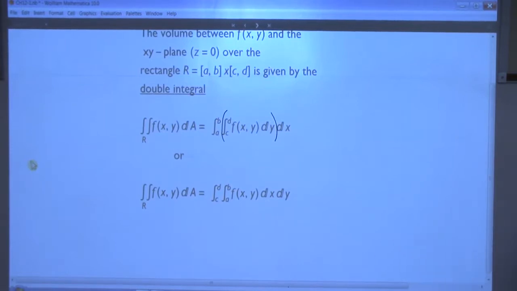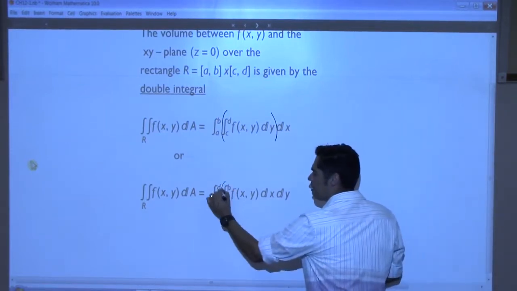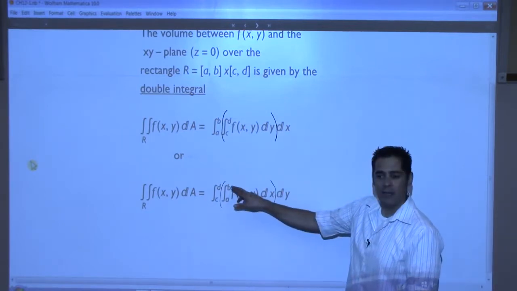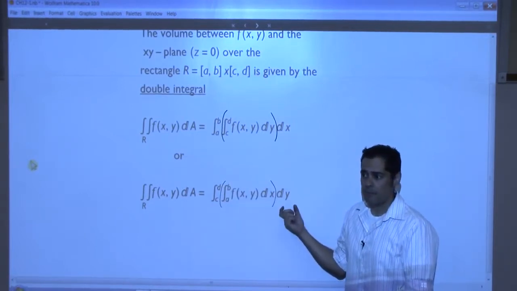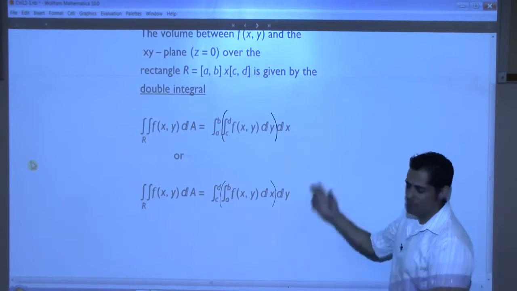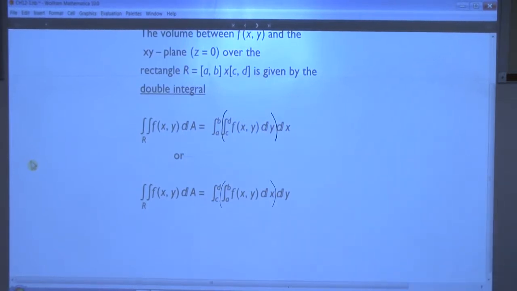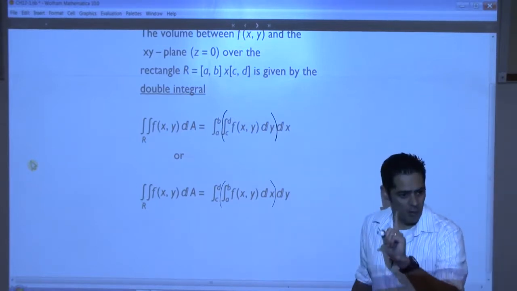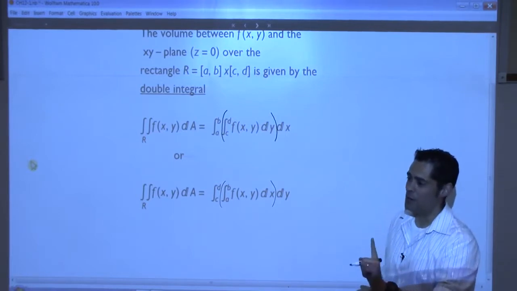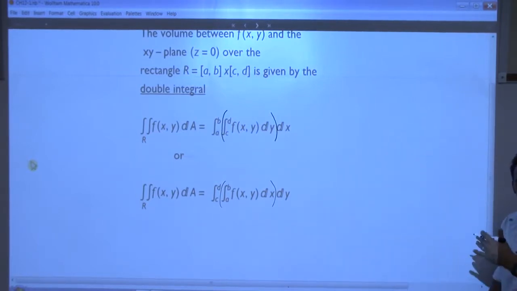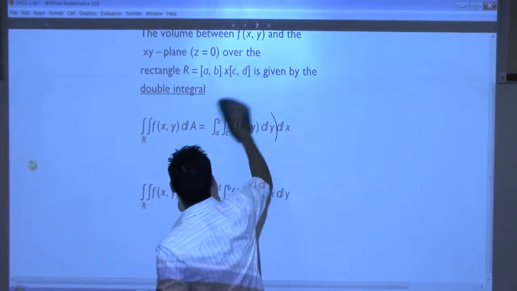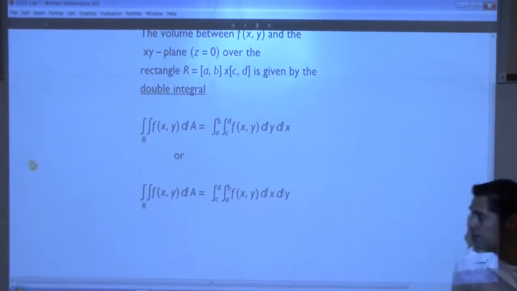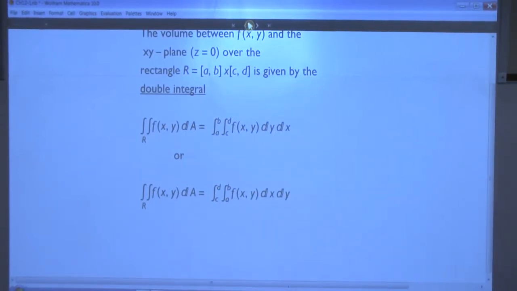I could, though, do it the other way around. I could change the order. I could go from a to b, do it with respect to x first, take that answer, go from c to d, and do it with respect to y. All right? Both of those are at your disposal to use. You get to pick which one. If you're integrating over a rectangle, and only if you're integrating over a rectangle. In the next section, we integrate over more complicated regions, and you can't just switch it up whenever you want. So the rectangular region to integrate over is the easiest out of all the regions we're going to integrate on.